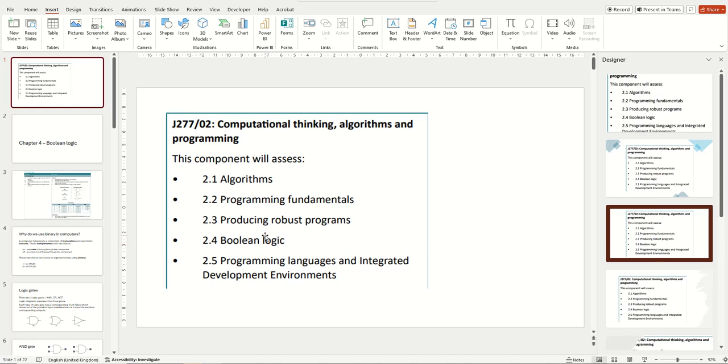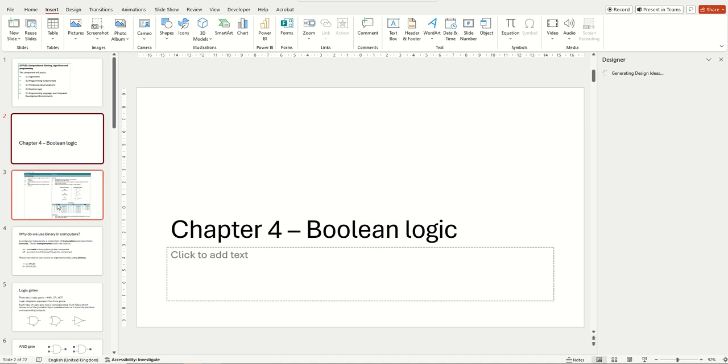Okay, I'm going to talk to you about this chapter, this unit, Boolean Logic 2.4. Most likely there will be questions on it. There's usually questions on every single one of these topics. It's a really short one, so let's have a look at it.